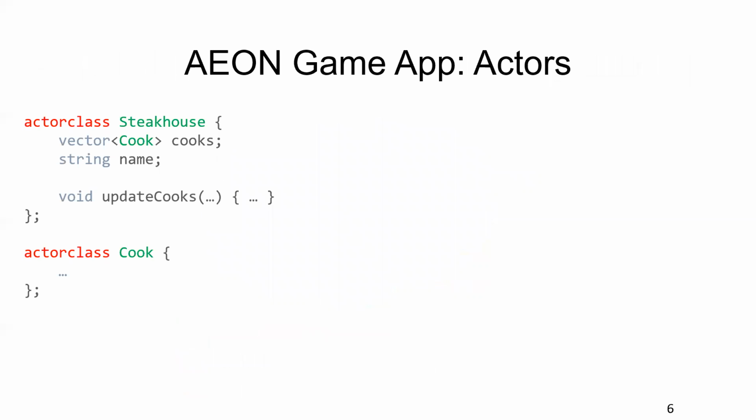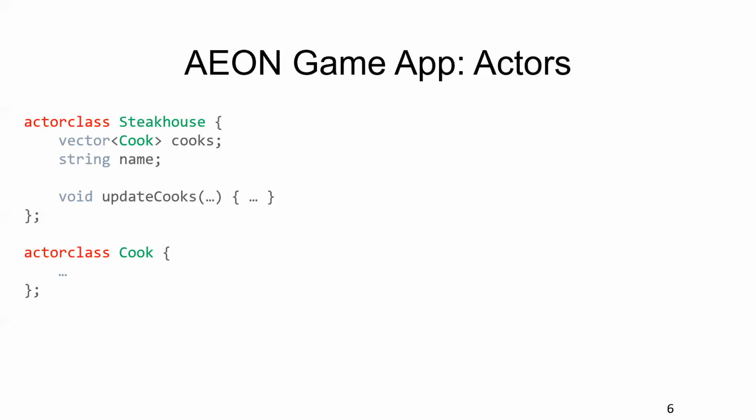Okay. Next, I will use a game application to introduce the syntax of AEON. Assume there is a steakhouse, where multiple cooks make steaks on grills and serve their customers. The grills are shared by those cooks. Then the programmers need to avoid race conditions and deadlock when cooks are using grills.